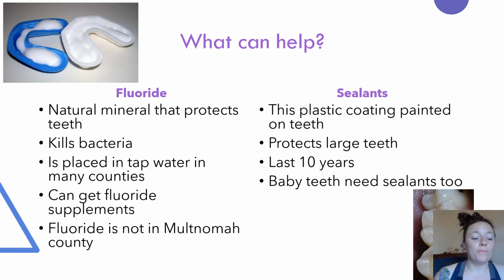And then what can help keep cavities at bay in children? So fluoride and sealants are two things that are definitely helpful for children. Fluoride is a natural mineral that protects teeth. Fluoride makes teeth resistant to decay by helping to kill the bacteria in the crevices and on other areas.